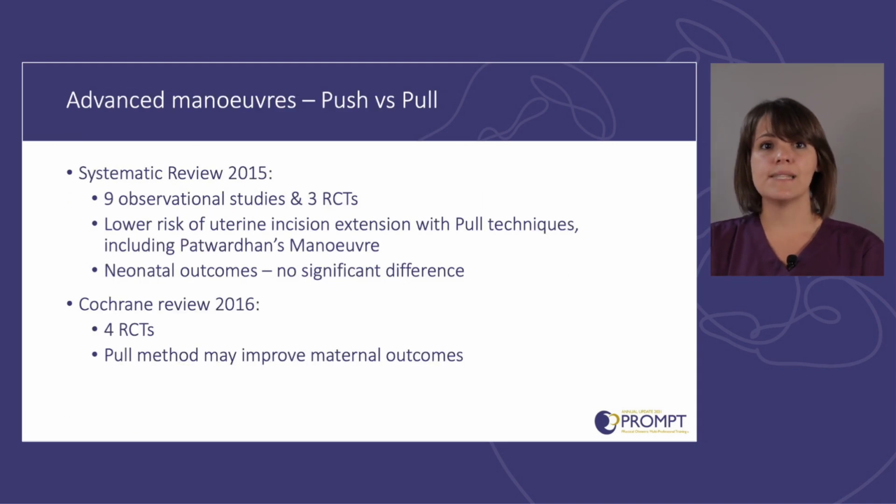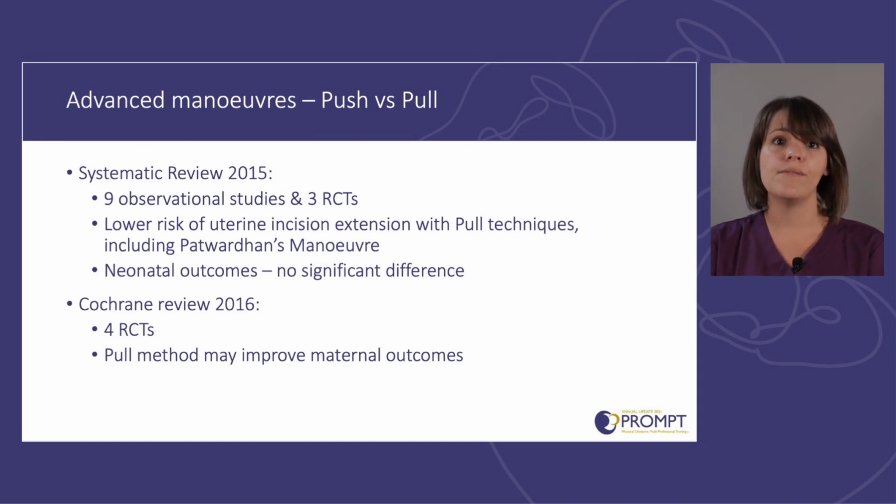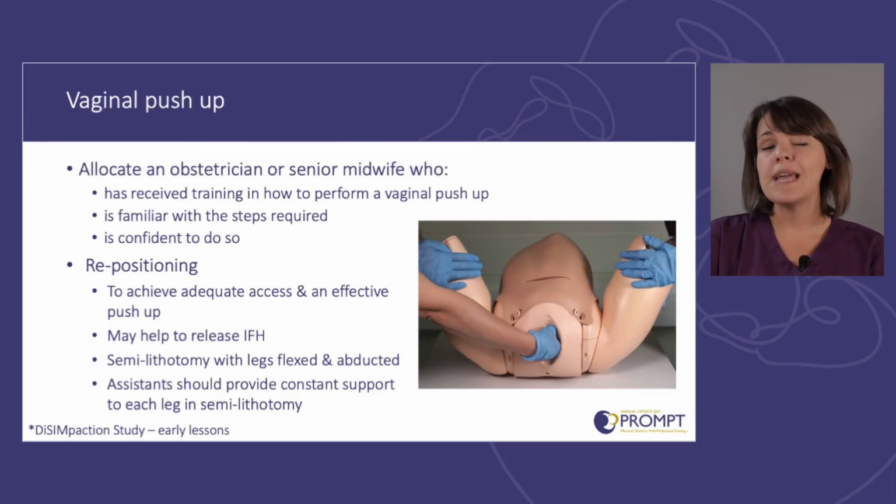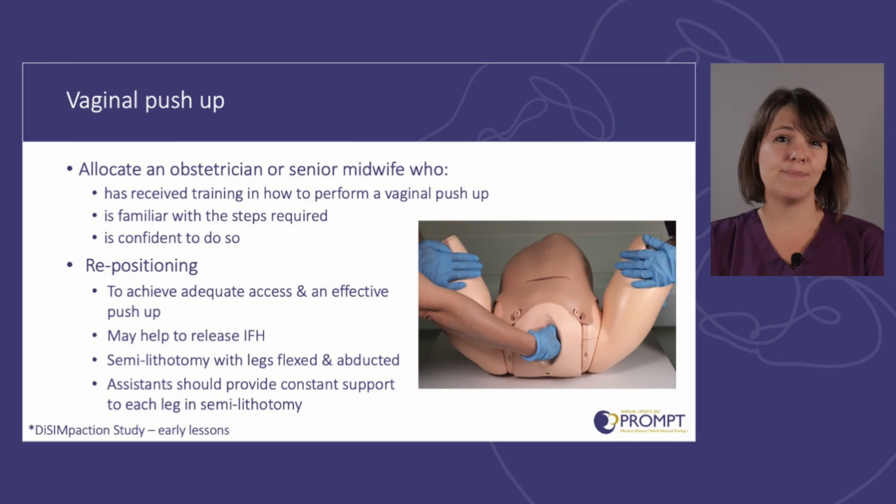In terms of advanced manoeuvres, there's a fair amount of research comparing push and pull methods. A systematic review from 2015, together with the Cochrane review, showed that pull methods may improve maternal outcomes, reducing the risk of uterine incision extensions. And that includes pull methods such as Patwardhan manoeuvre. However, no significant differences have been found in relation to neonatal outcomes. In UK practice, vaginal push-up appears to be the most commonly used technique used first.